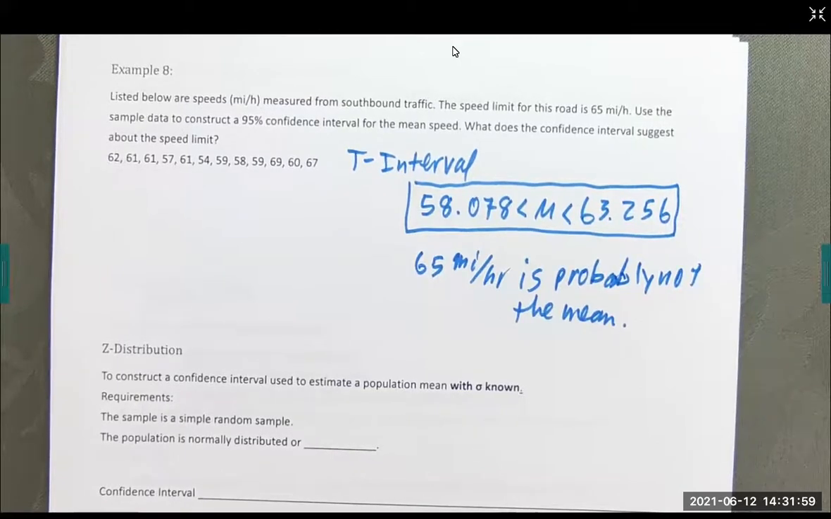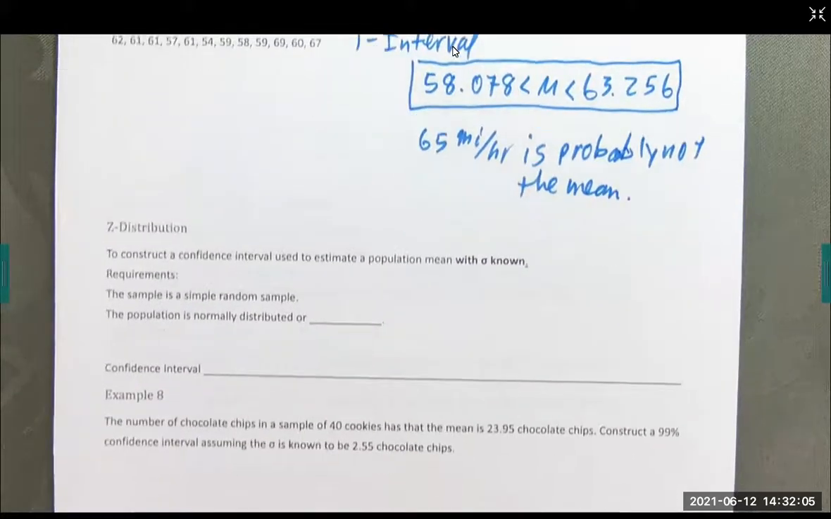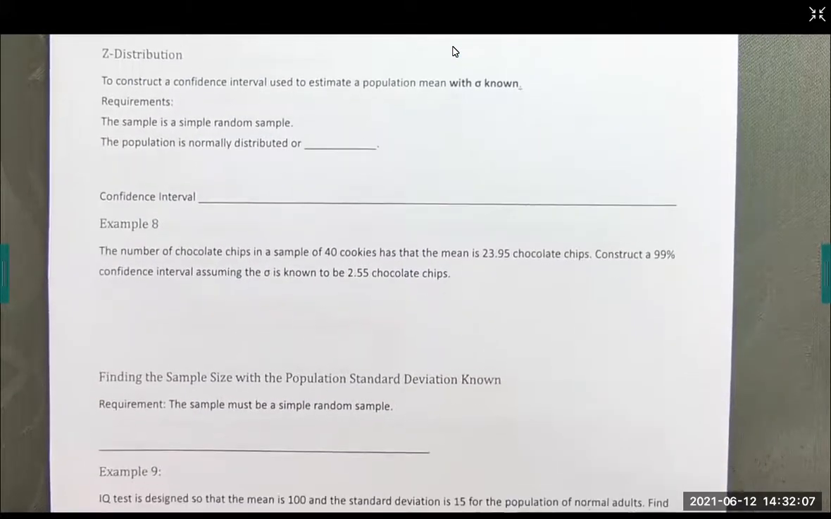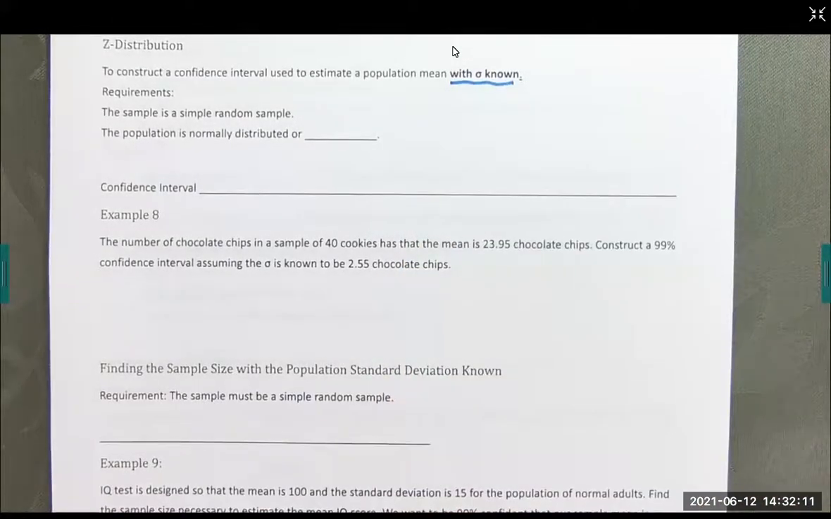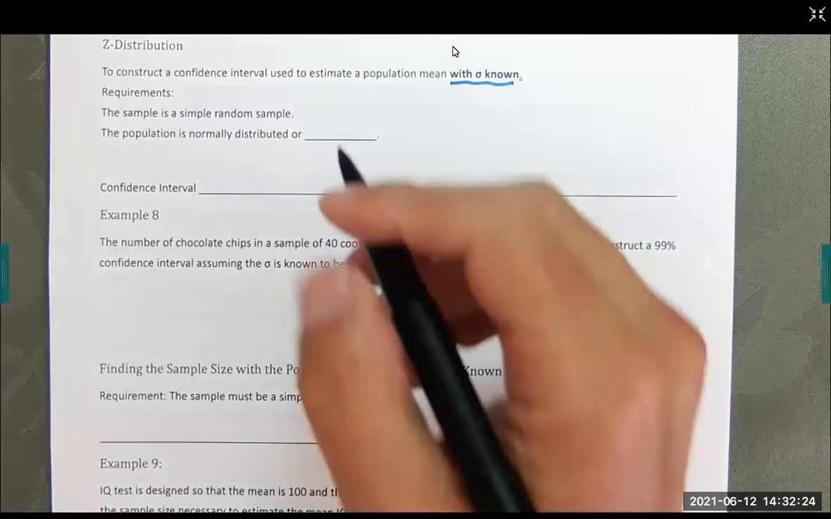Now, what if we have a Z distribution? In this case, this means that sigma is known. So we have a few requirements. The sample has to be a simple random sample, and the population is normally distributed, or just like the other one, n has to be bigger than or equal to 30.